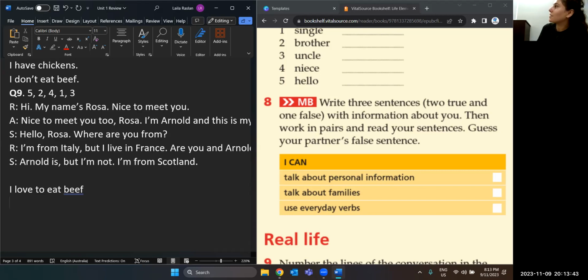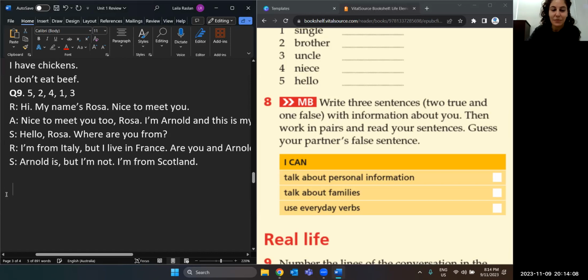Okay, so which one is false? I love to eat beef. I'm 31 years old. I don't like to play soccer. I think the last one. Is that right? The last one. Good. I don't like to play soccer. So you like to play soccer. Okay, so that was your false one. Good. George, you can come up. So remember, one must be false, and we have to guess.